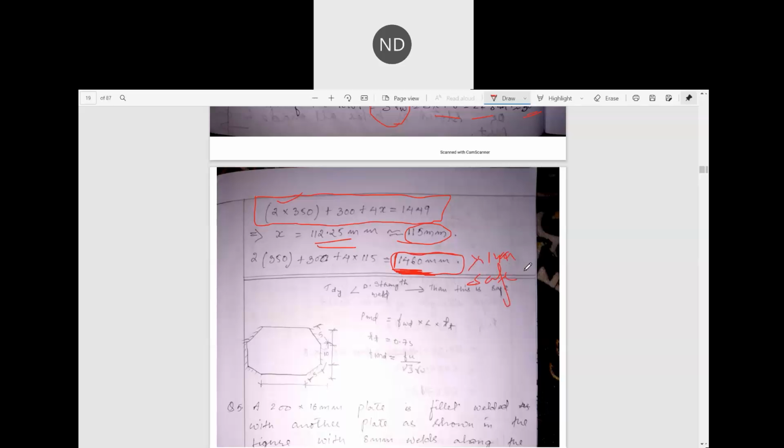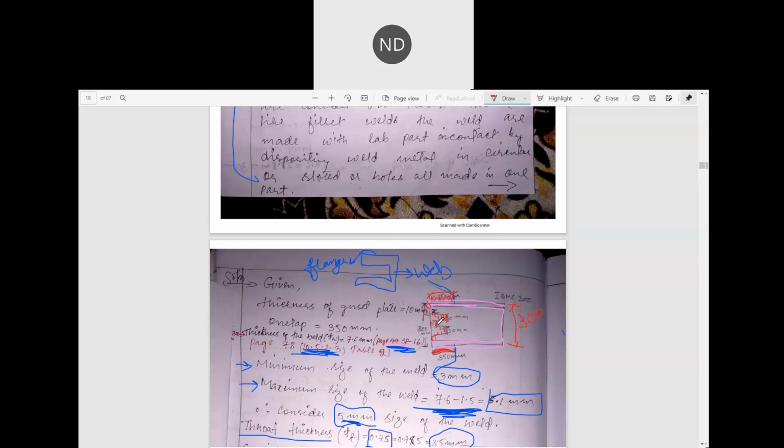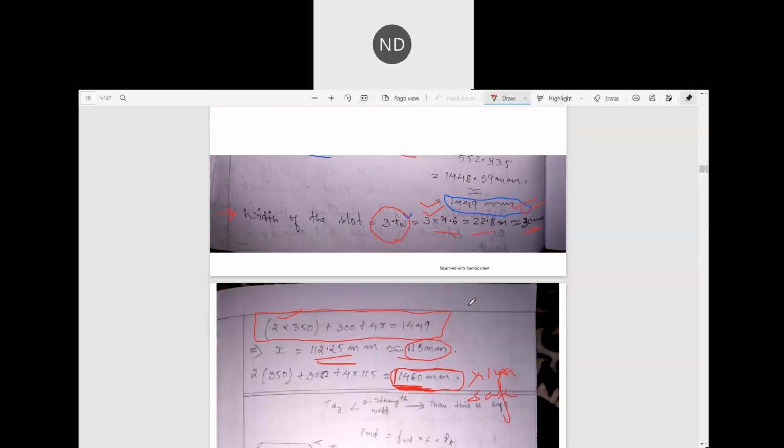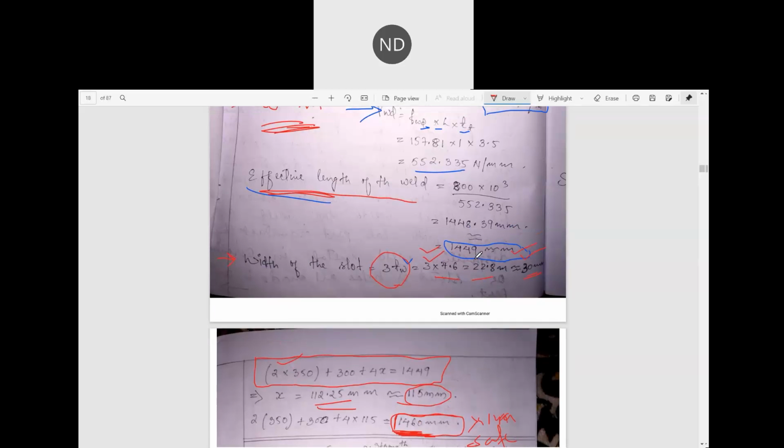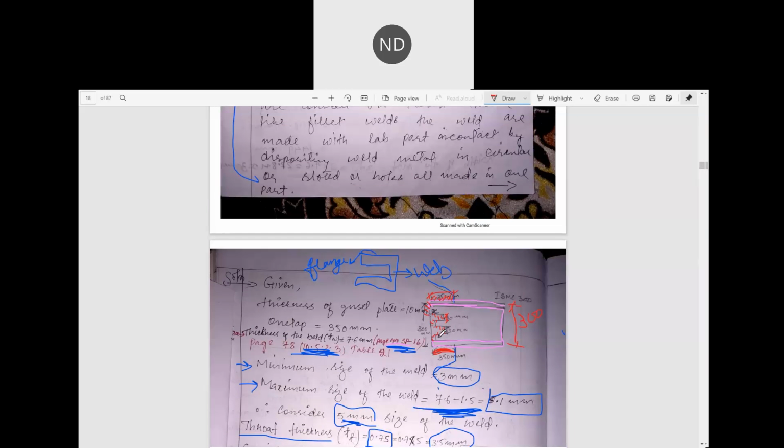Okay, so this was our problem for slot connection. For slot welding, these are known as slot welding. When the design length of the weld is more than the actual length of the weld that can be provided, then we cut these portions and we make slots and then we increase the length of the weld.